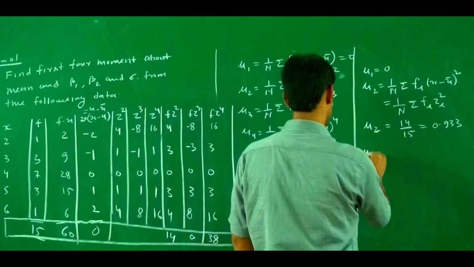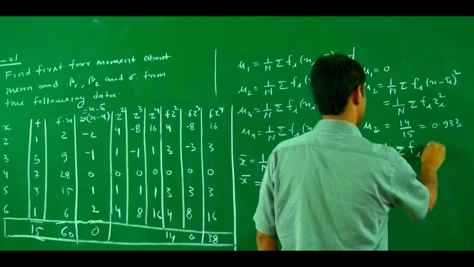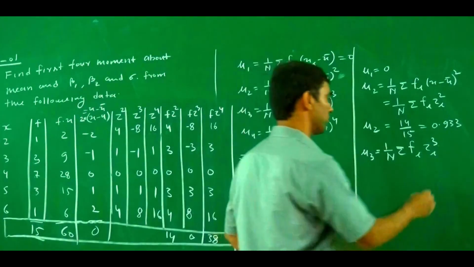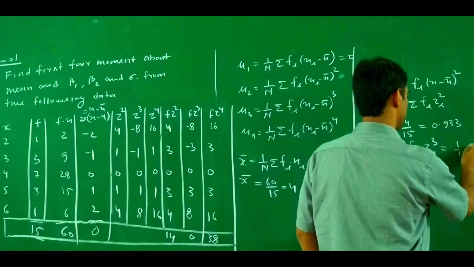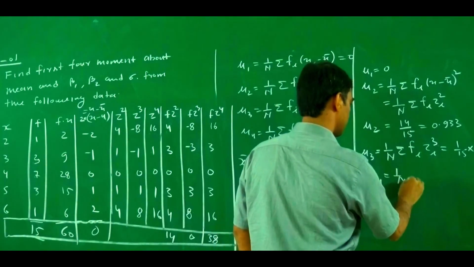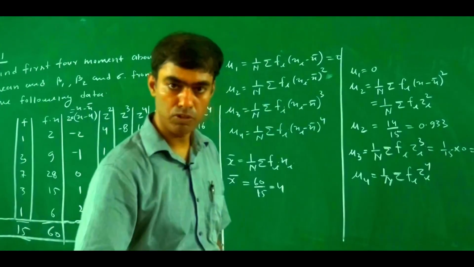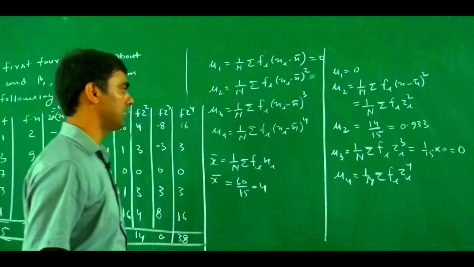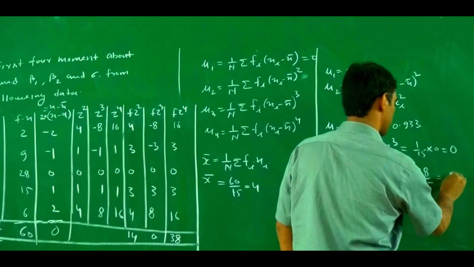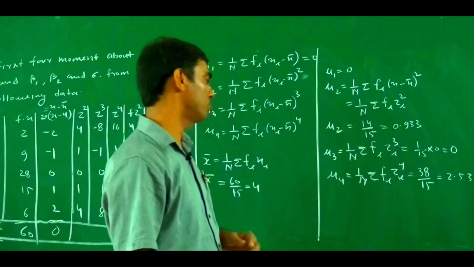Now what is the value for mu3? Mu3 equal 1 upon n summation of fi zi cube. What is the value for fi zi cube? This one is a 0. So what is the value for this one? 1 upon 50 into 0, which is 0. Similarly, what is the value for mu4? 1 upon n summation of fi zi to power 4. So what is the value for zi to power 4? This one is 38. So 38 divided by 15. This becomes 2.533. So this one is the value for mu1, mu2, mu3 and mu4.